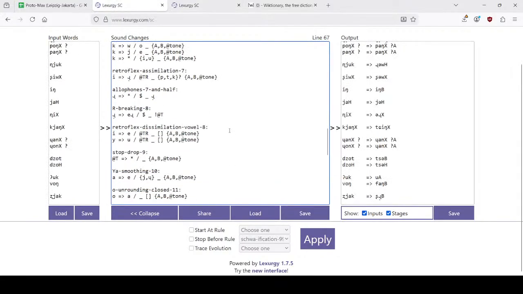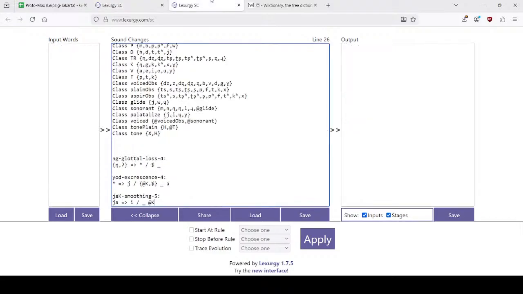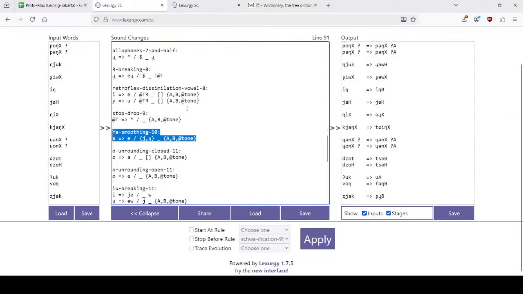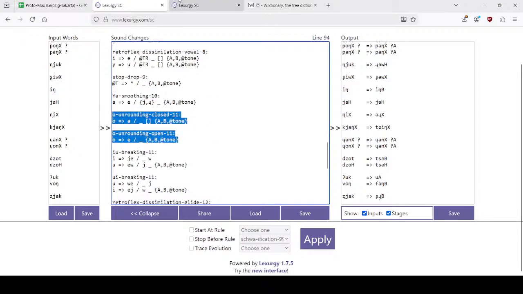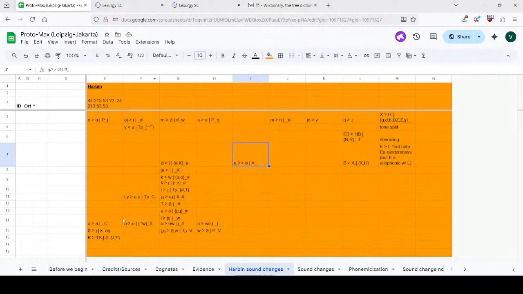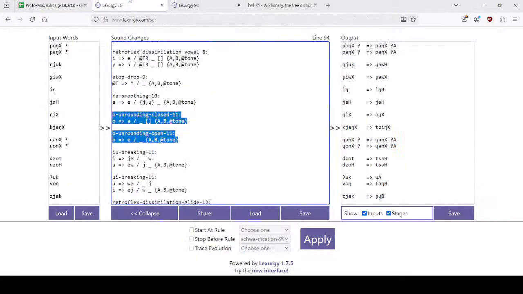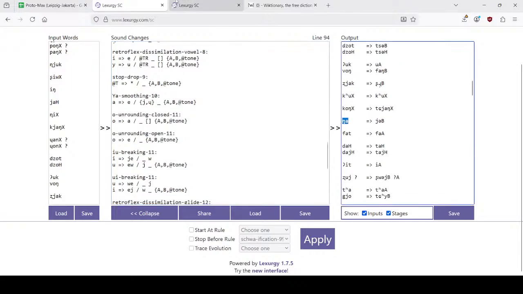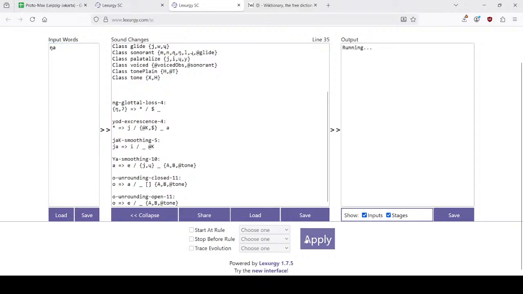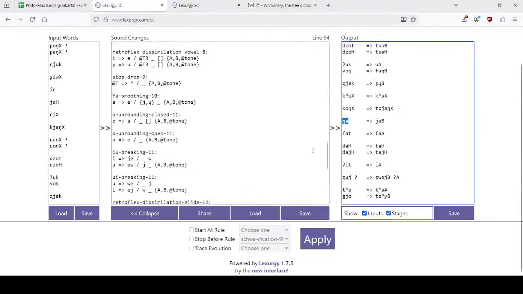Retroflex assimilation is irrelevant. E to E, not that. This one is important. And then, yeah, I think these two as well. On rounding, and then so we want our nga. Where is nga? Nga here, and applying that would just give you yeah, applying that would give you yeah, which is fine.